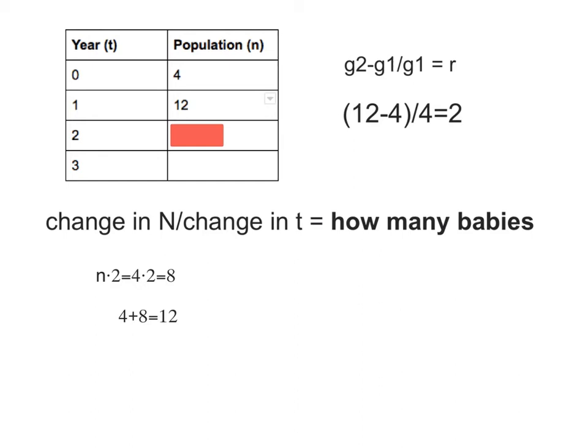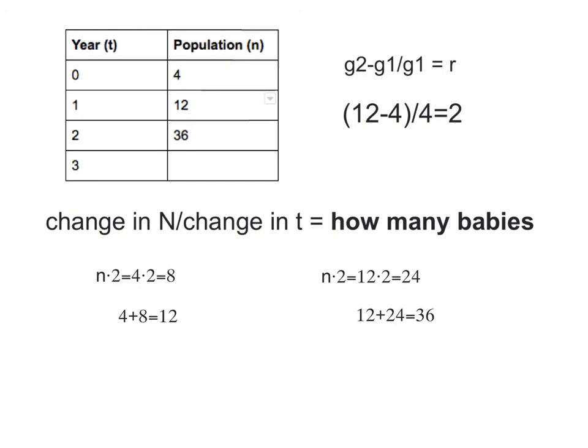So again, if the growth rate is still 2, we can find the next generation. So we have n times 2, 2 is our growth rate, and n is going to equal 12, since that's now our new first generation. 12 times 2 equals 24. So then we're going to take 24, and we'll add that to our year 1 generation, and that gives us 36. So we can see that our next generation is going to have a population of 36.